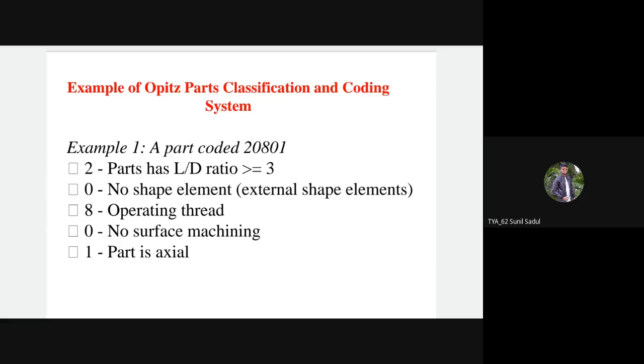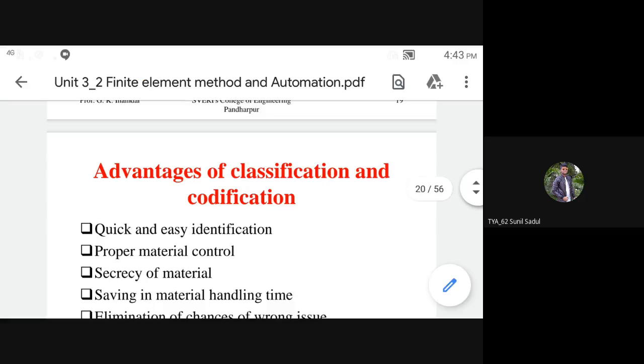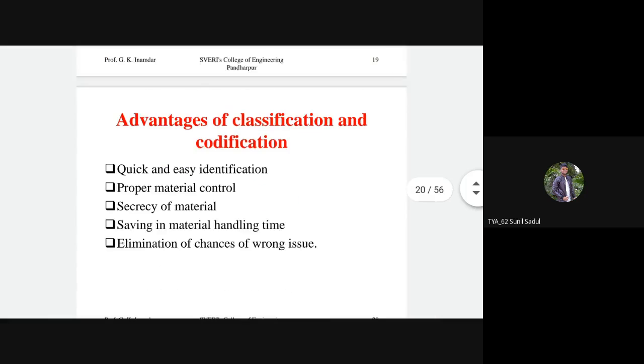Now, what are the advantages of classification and codification? Quick and easy identification: according to the different code, we can identify the product as per our requirement in industry. Proper material control. If you are working in industry, by using codification the time will also reduce. Whatever the material selection and operation, the lead time will definitely be affected.